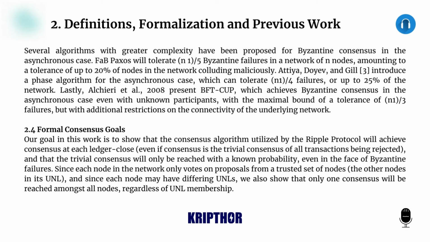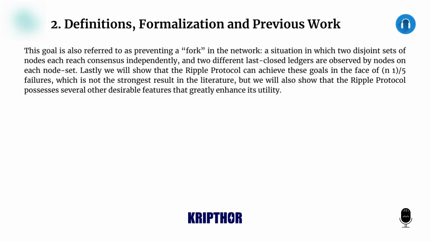Since each node in the network only votes on proposals from a trusted set of nodes, the other nodes in its UNL, and since each node may have differing UNLs, we also show that only one consensus will be reached amongst all nodes, regardless of UNL membership. This goal is also referred to as preventing a fork in the network, a situation in which two disjoint sets of nodes each reach consensus independently, and two different last closed ledgers are observed by nodes on each node set. Lastly, we will show that the Ripple protocol can achieve these goals in the face of (N-1)/5 failures, which is not the strongest result in the literature, but we will also show that the Ripple protocol possesses several other desirable features that greatly enhance its utility.